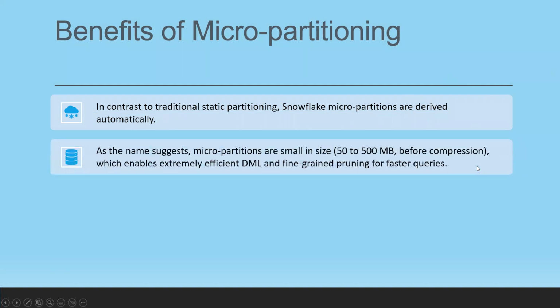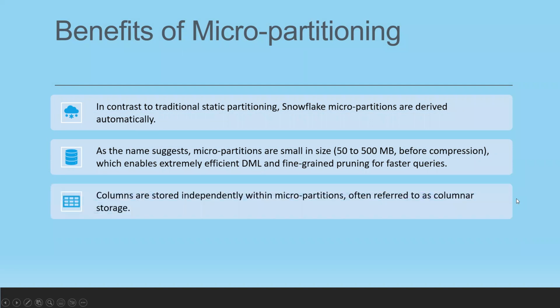As the name suggests, micro-partitions are small in size, 50 to 500 MB before compression, which enables extremely efficient DML and fine-grained pruning for faster queries. Also, micro-partitions can overlap in their range of values, which, combined with their uniformly small size, helps prevent skew.